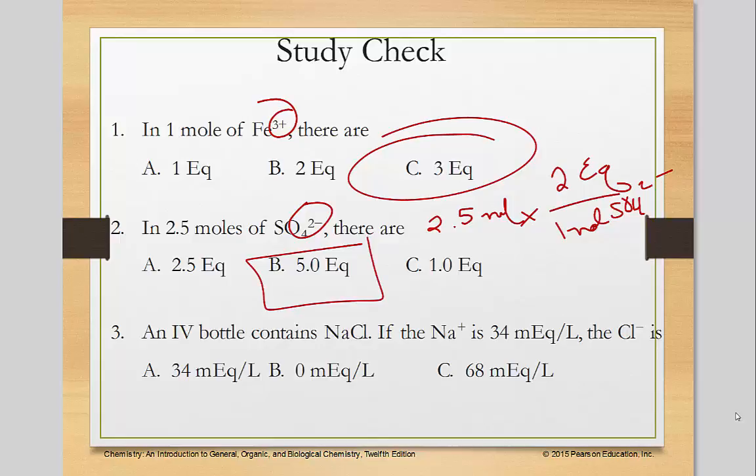An IV bottle contains sodium chloride. If the sodium is 34 milliequivalents, then the chlorine also must be 34. And that is the breakdown of electrolytes and non-electrolytes.